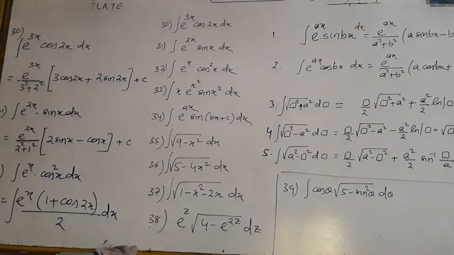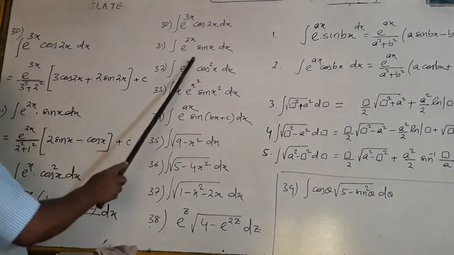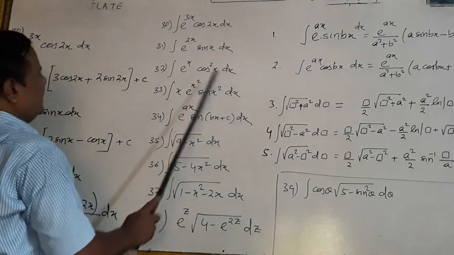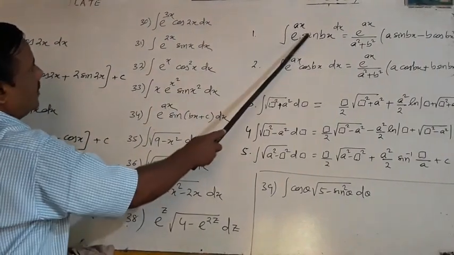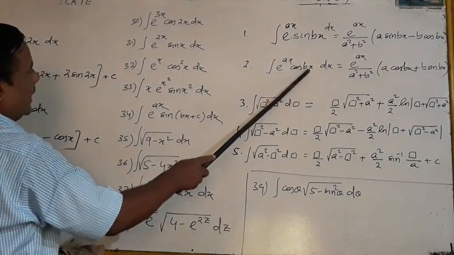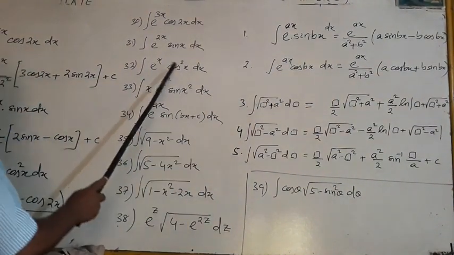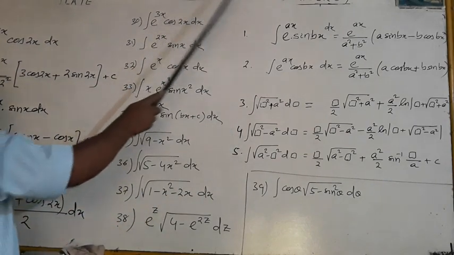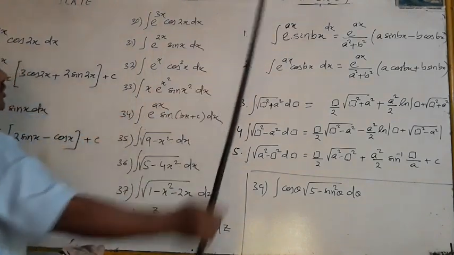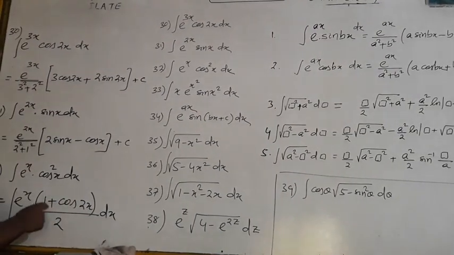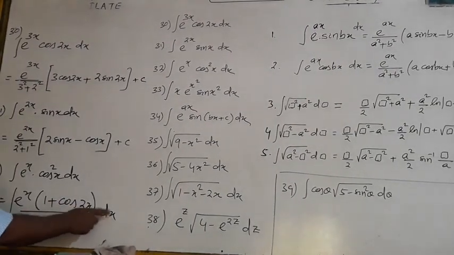Look at problem number 32. It is e to the power x cos square x, and there is no formula in this regard. It is square, but here it is an angle. Cos bx means cos of an angle, no power is given. So you have to convert this power to an angle using chapter number 3. Cos square x is 1 plus cos 2x by 2, whole into dx.